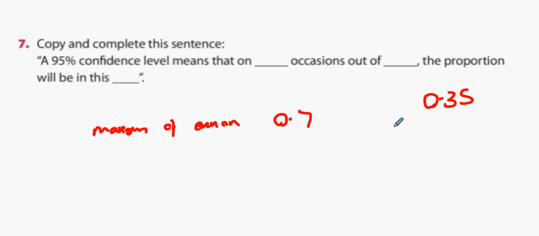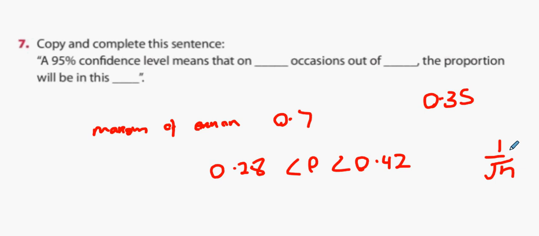What's the confidence interval again? Take 0.07 away from, so it'll be 0.28 less than P less than, anybody? 0.42. Now, do you know what that means? When we do this technique using 1 over the square root of n, which is the number of people who took the survey, we are 95% certain that if I survey another 200 people, on 95 out of 100 cases, the proportion will be in this interval.